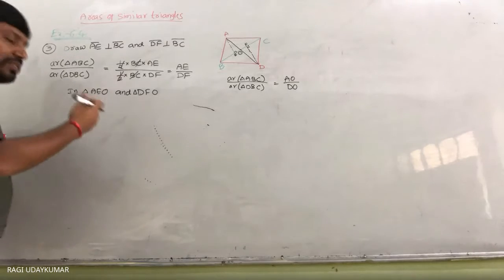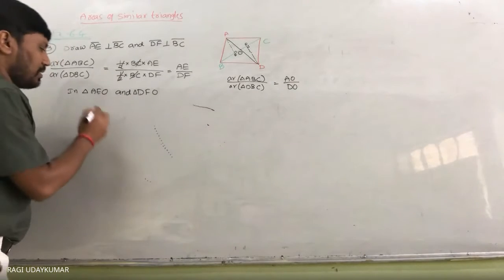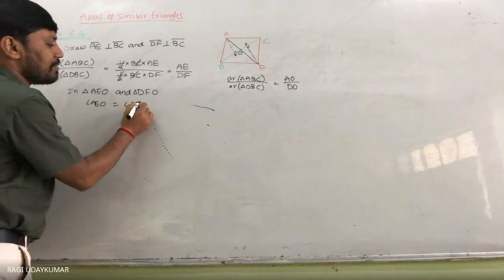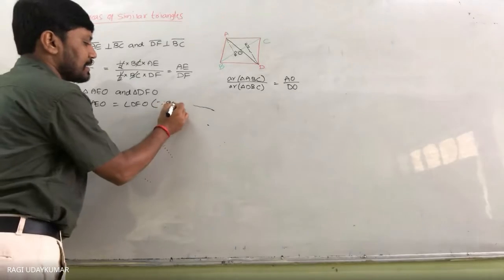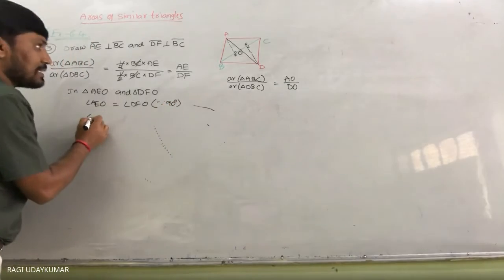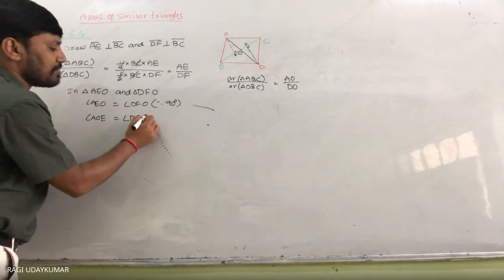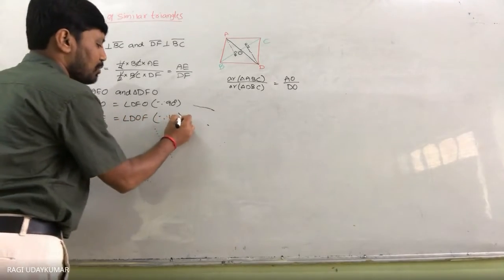Are they similar, sir, or not? Yes, sir, they are similar. So by similarity, that we need to write here. In this, angle AEO is equal to angle DFO because both are 90 degrees. Angle AOE is equal to angle DOF because they are vertically opposite.